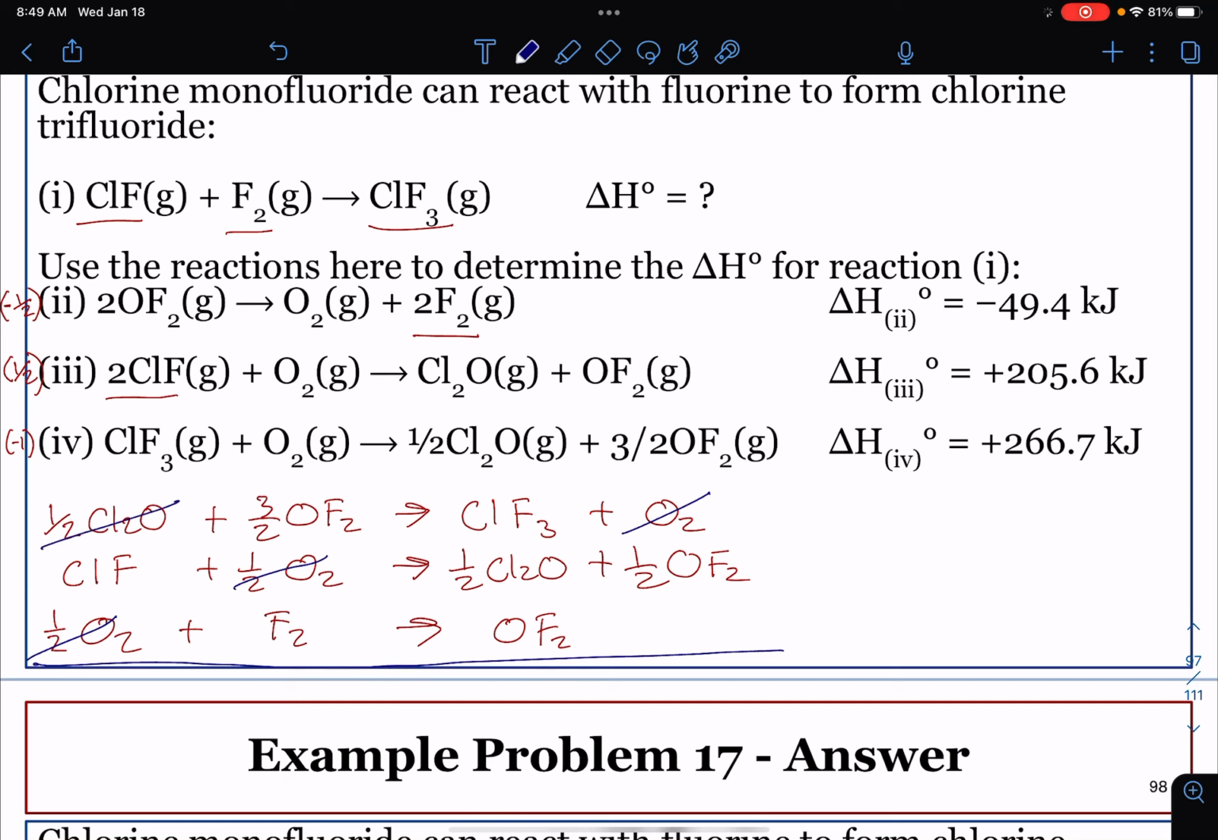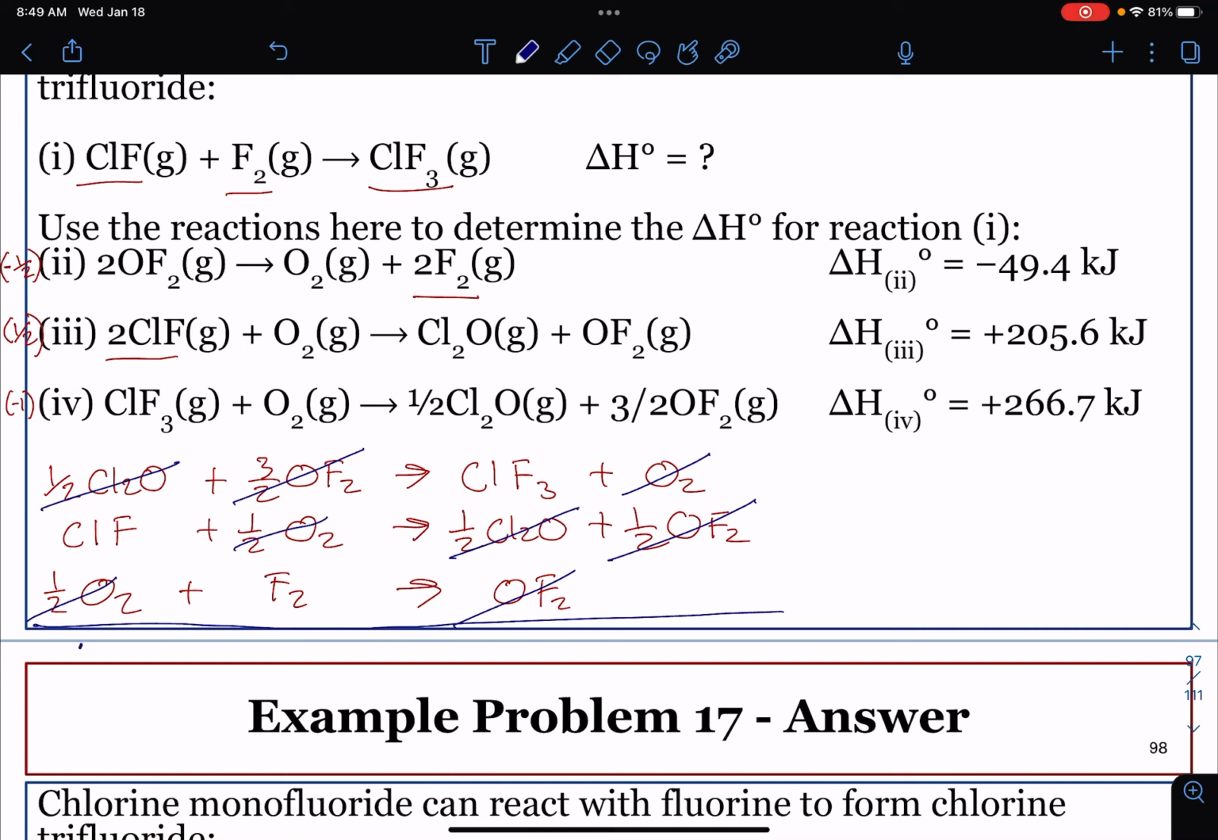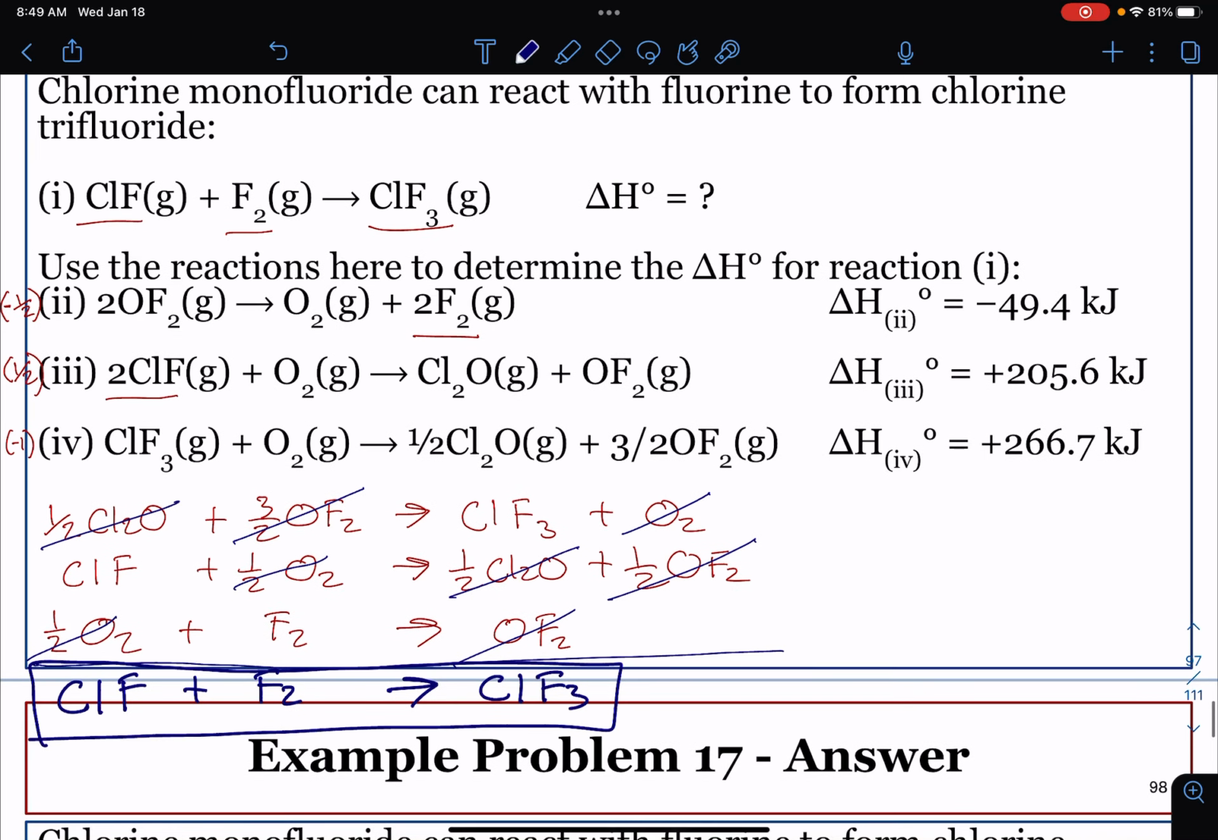We have half Cl2O and half Cl2O on the product side. 1 OF2 and half OF2 would combine to 3 halves of OF2, which would cancel with this 3 halves of OF2. We have canceled everything that we can, and now let's go ahead and write out our full overall reaction. ClF plus F2 turns into ClF3. Double check that this reaction is in fact exactly what we want on this side as our overall reaction.